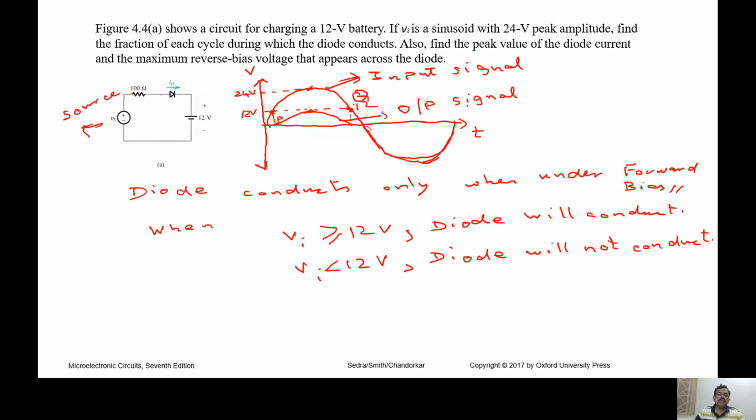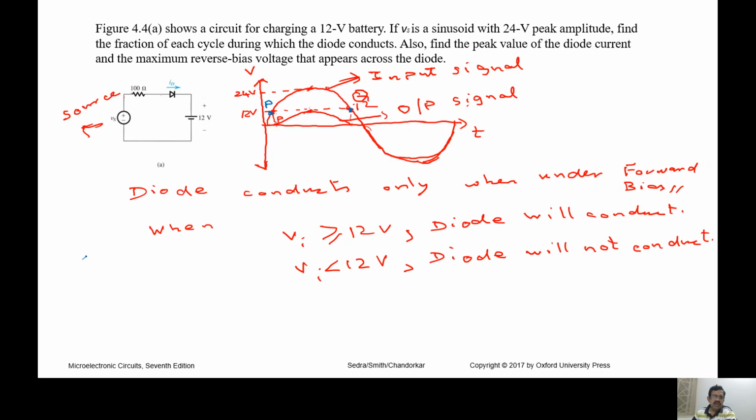So let us say this is point P and the point Q. So we have the point Q, point P. From 0 up to the point P, it won't be conducting. So now with this knowledge, let us proceed further.